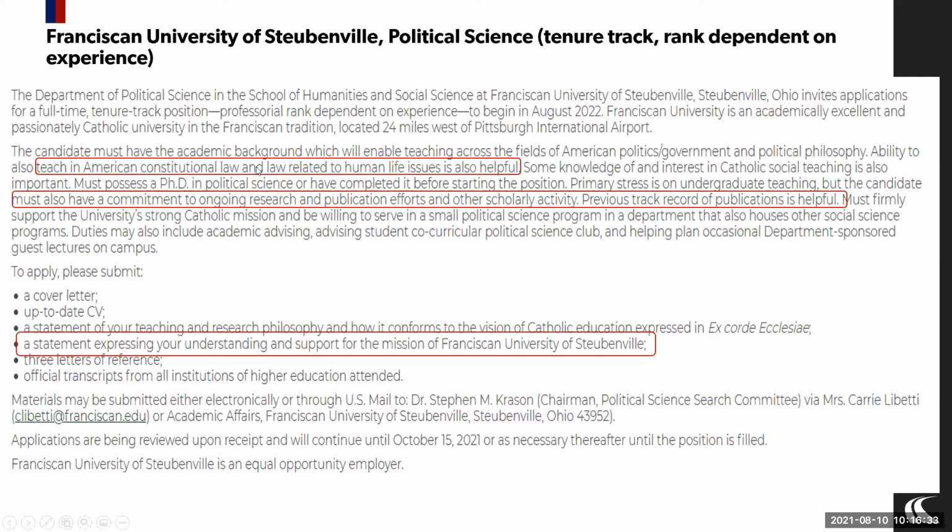A couple of key components in their political science area: they're looking for someone to teach American constitutional law, and law related to human life issues is also helpful, right? This is something that you're not going to see at every institution, that they're getting that specific about what they're looking for. Franciscan University is a teaching-focused institution. They want a commitment to ongoing research and publication efforts and other scholarly activity. A previous track record of publications is helpful.